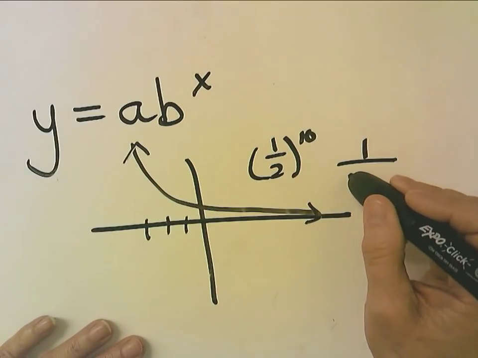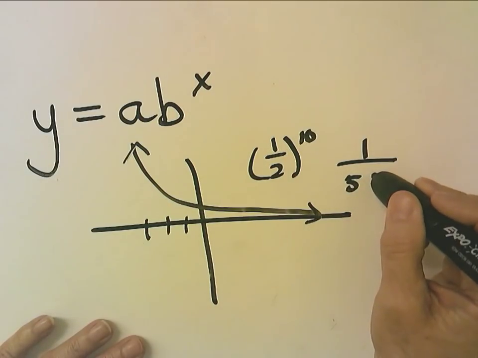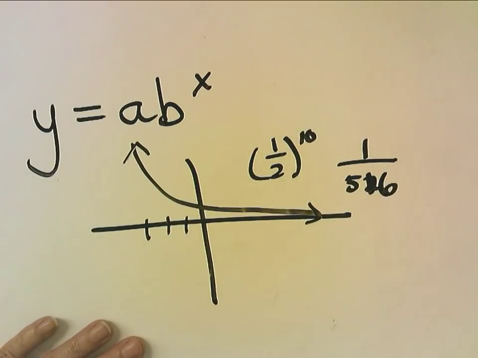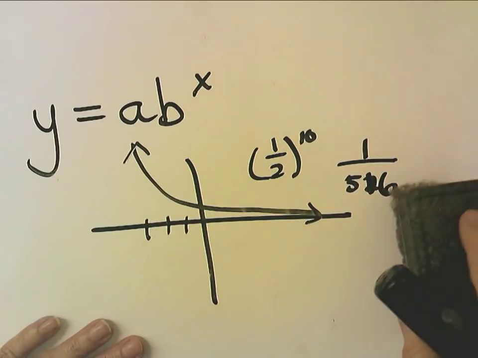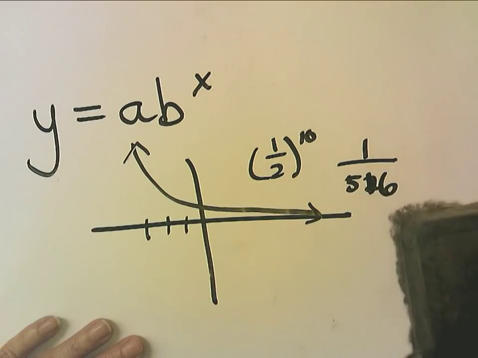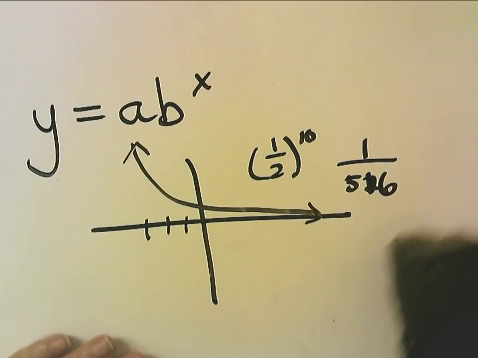It's going to be, let's say, 516, but it's not going to be that. I don't know what 2 to the 10th is, but the denominator keeps getting bigger and bigger, but it's never going to actually become 0 or go into the negatives.